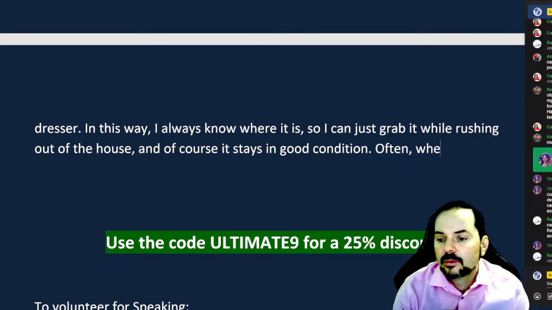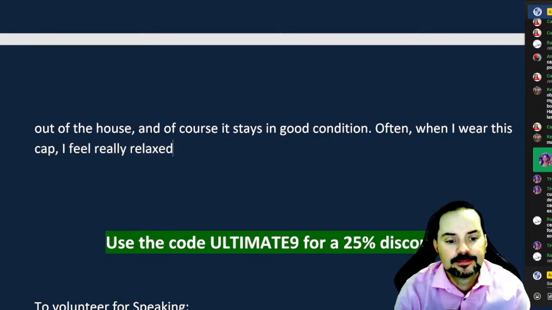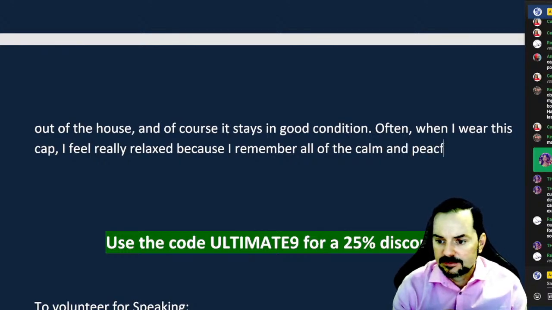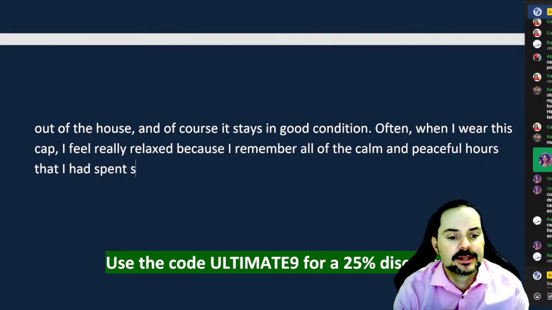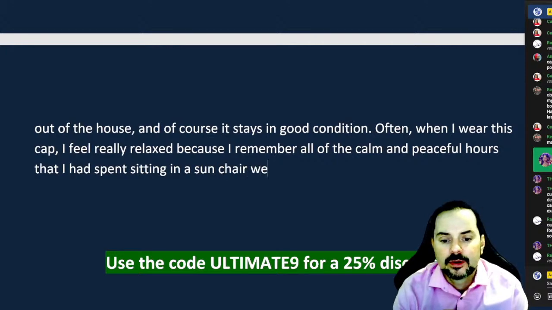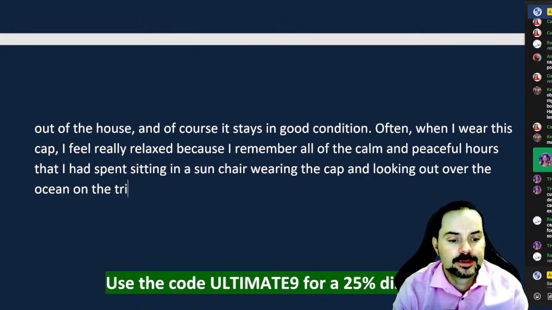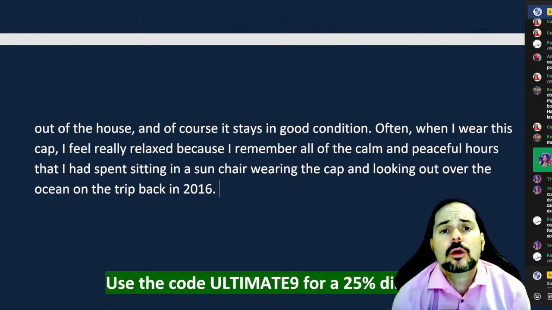Often when I wear this cap, I feel really relaxed because I remember all of the calm and peaceful hours that I had spent sitting in a sun chair wearing the cap and looking out over the ocean on the trip back in 2016. Okay. All right. So you might have more time.